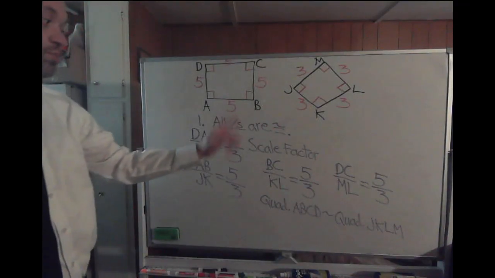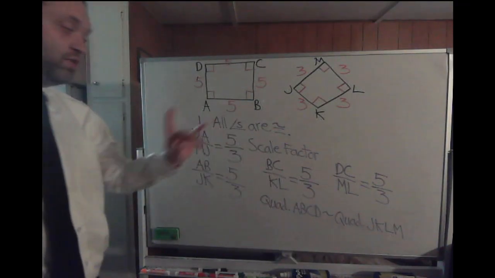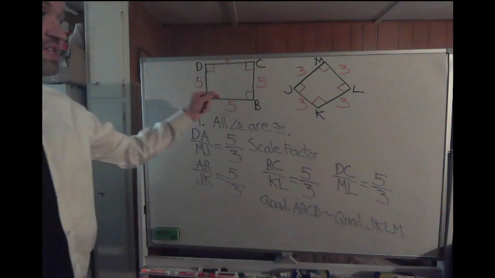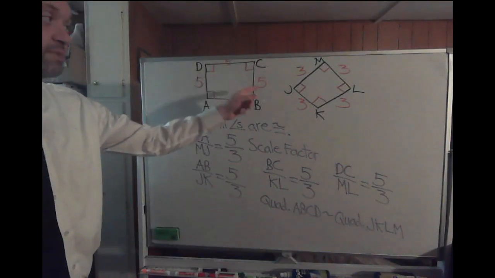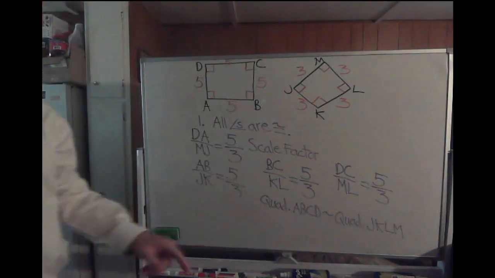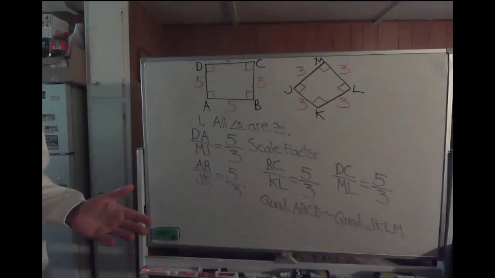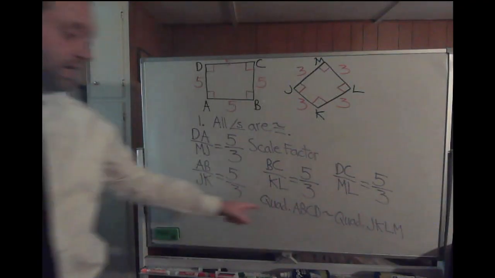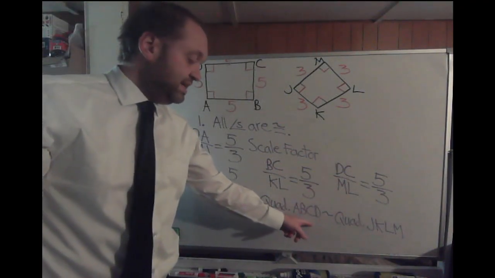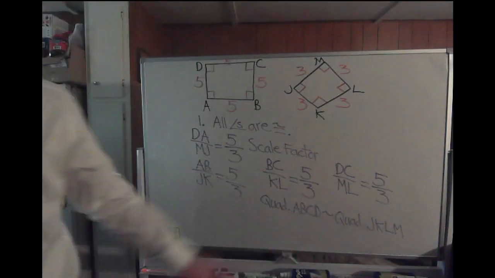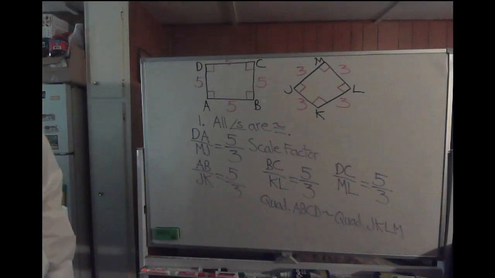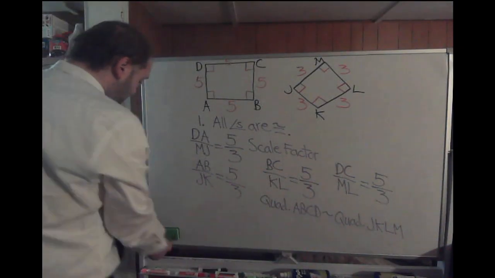Corresponding angles between each of these two quadrilaterals are congruent, and then every single corresponding side between the two quadrilaterals are in proportion. In other words, they have the same scale factor. So quadrilateral ABCD is similar to quadrilateral JKLM. All right.